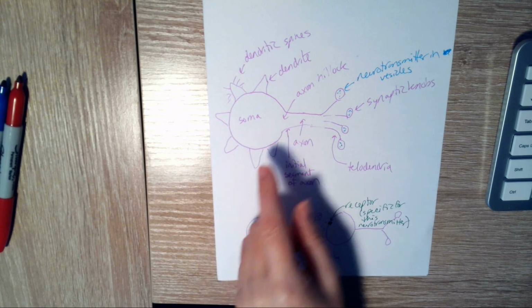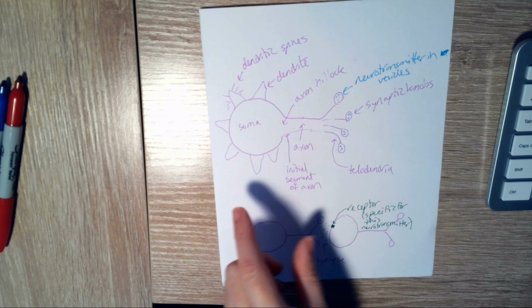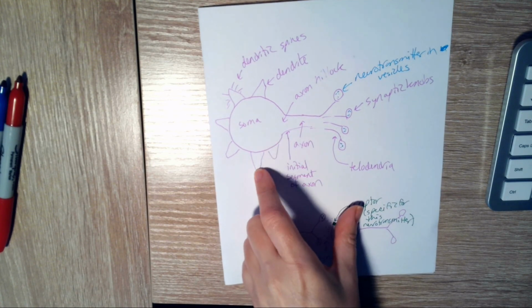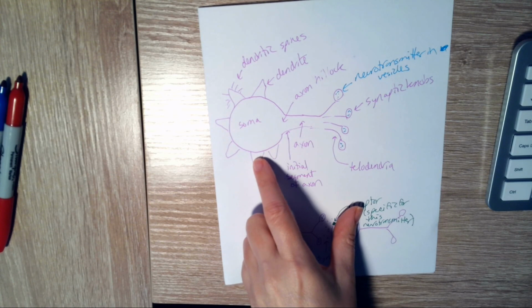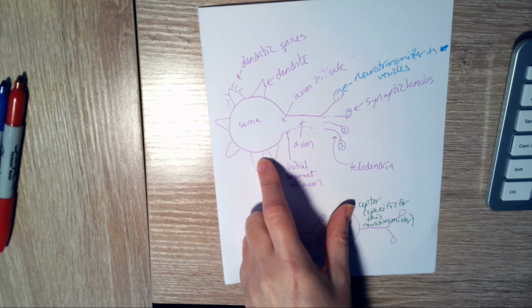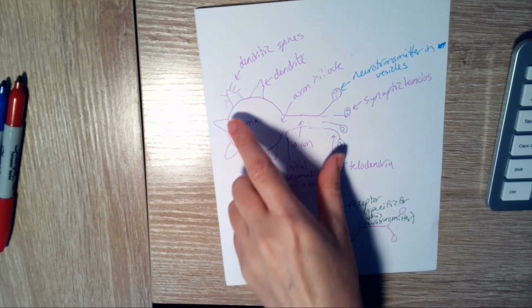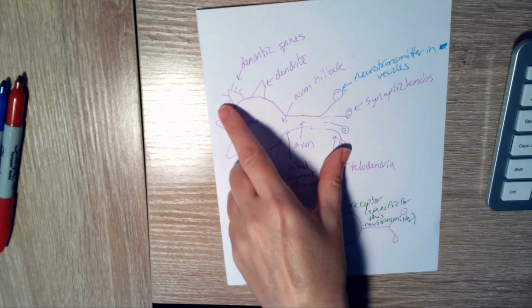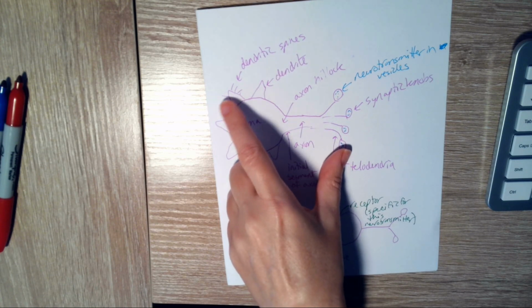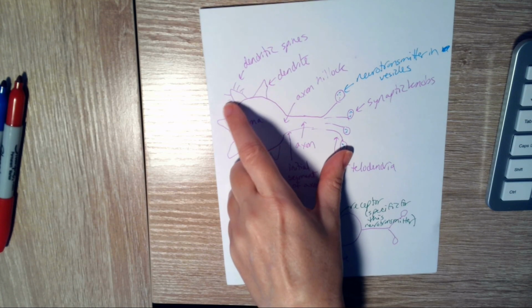Now on the cell body, you'll have extensions sticking out, and I made them kind of thick, but really they're really thin and hair-like extensions, and these are called dendrites. And coming off of each of the dendrites, you'll have even smaller hair-like extensions. And these are called dendritic spines here. So they'll be sticking off of the dendrites.